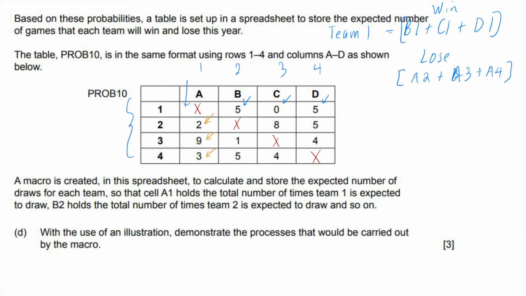So if we wanted to get the number of ties, then what we would have to do is add up win and lose.